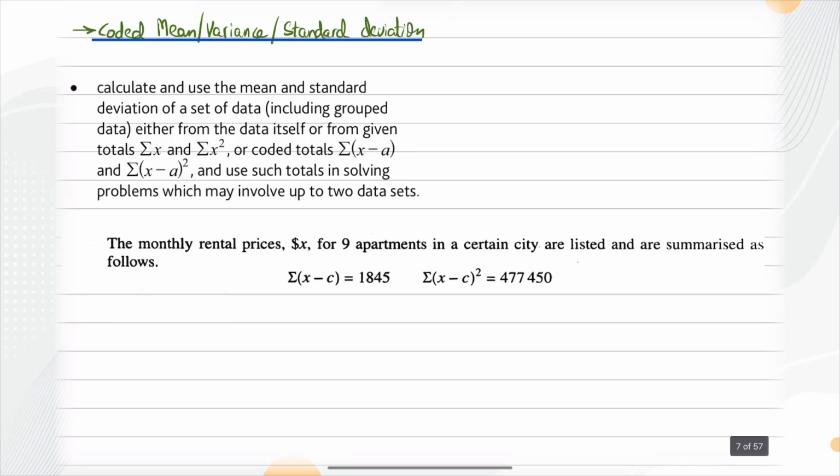So in this video, we will be learning the concept of coded mean, variance, and standard deviation. Now, what that basically is, this is what a question can look like. Okay. Now, let's understand this. Summation x minus c basically means that a certain value has been subtracted from all the 9 values. And this is what the sum is. And just like that, after c has been subtracted from all the 9 values and then they were squared and then summed up, this is what we ended up with.